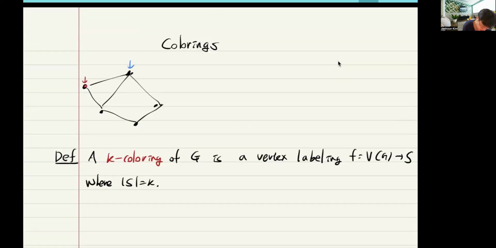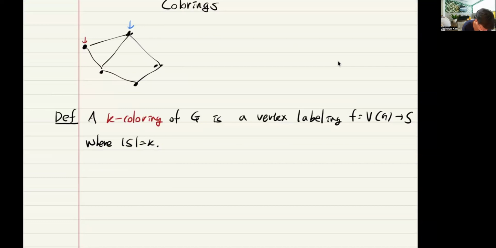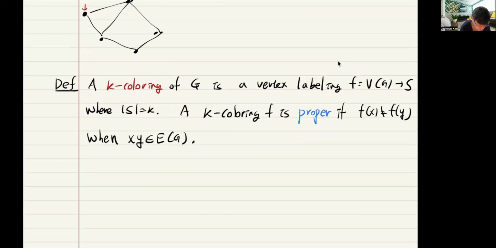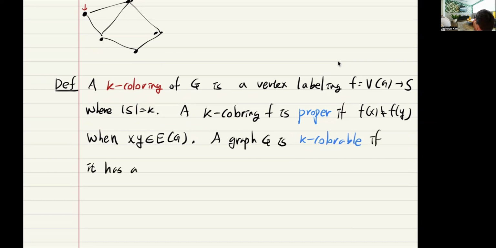So assigning certain values here, we consider it as giving a color: red color, blue color, or color 1, color 2, color 3. Each element in S is called a color. And we say that the K-coloring is a proper coloring if whenever x and y are adjacent, they get different colors. Then we say this is a proper coloring. And our graph G is K-colorable if it has a proper K-coloring.